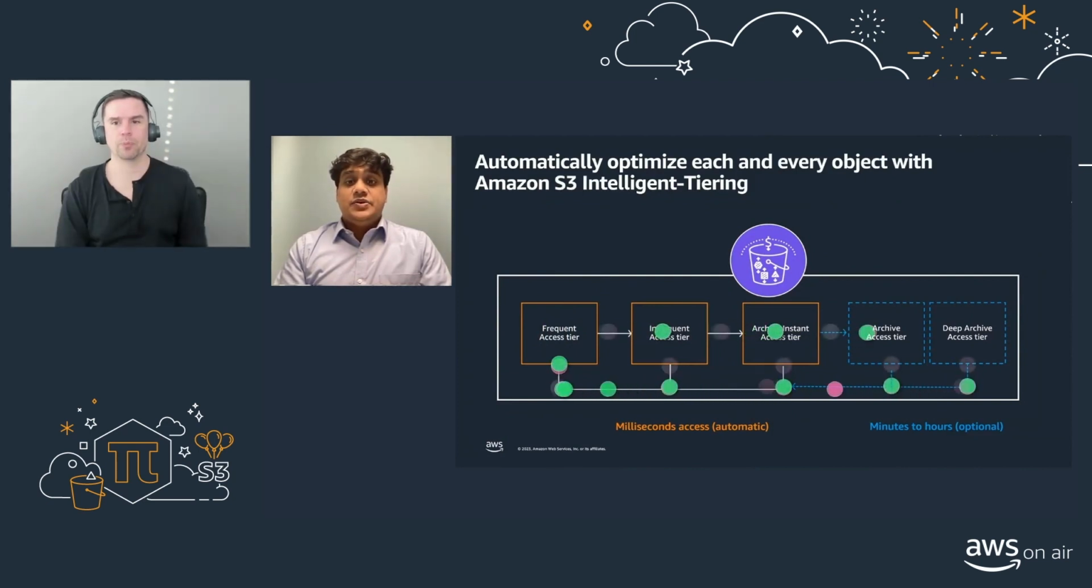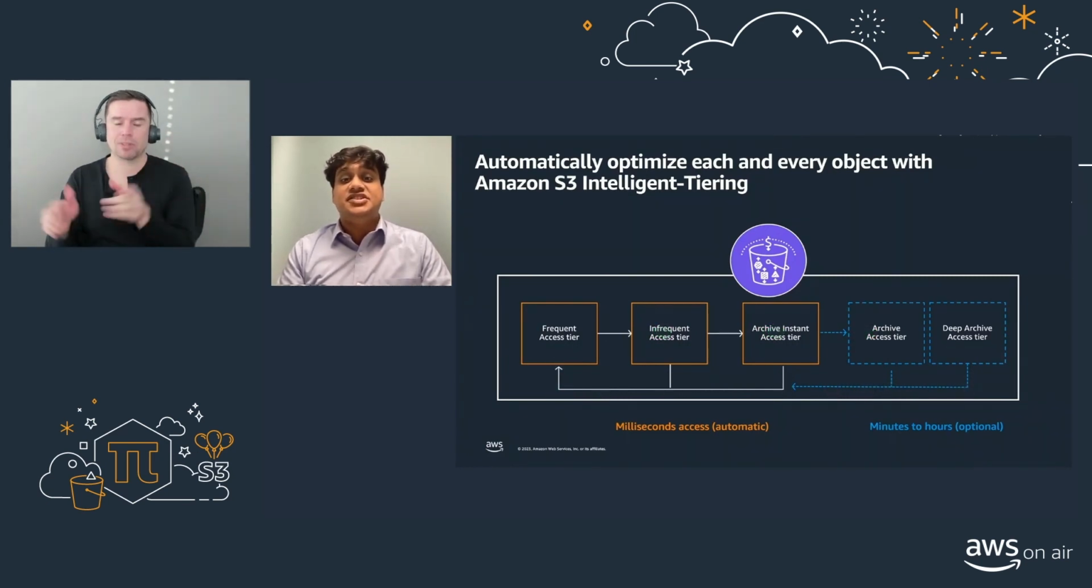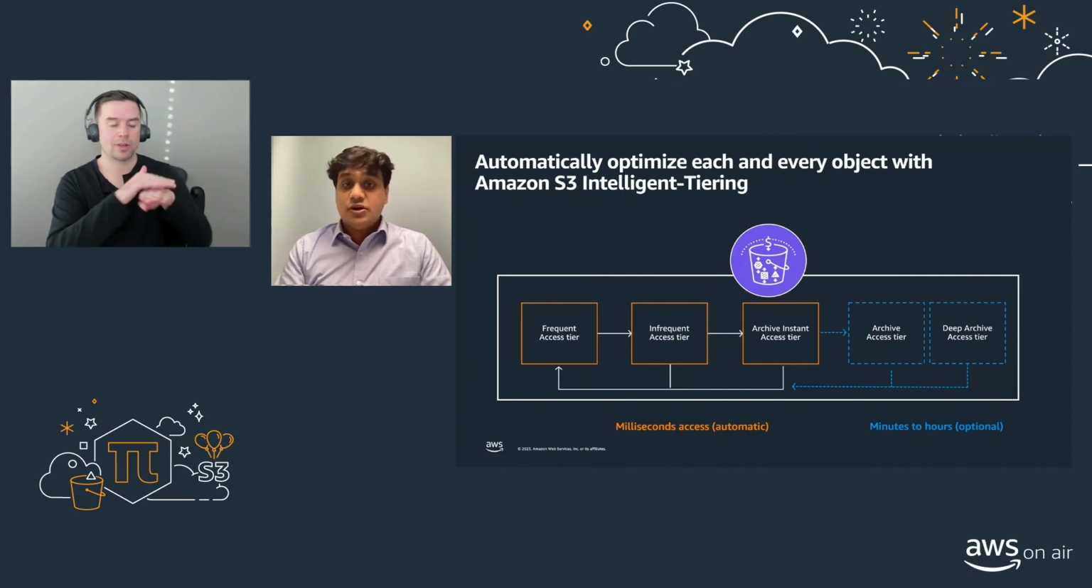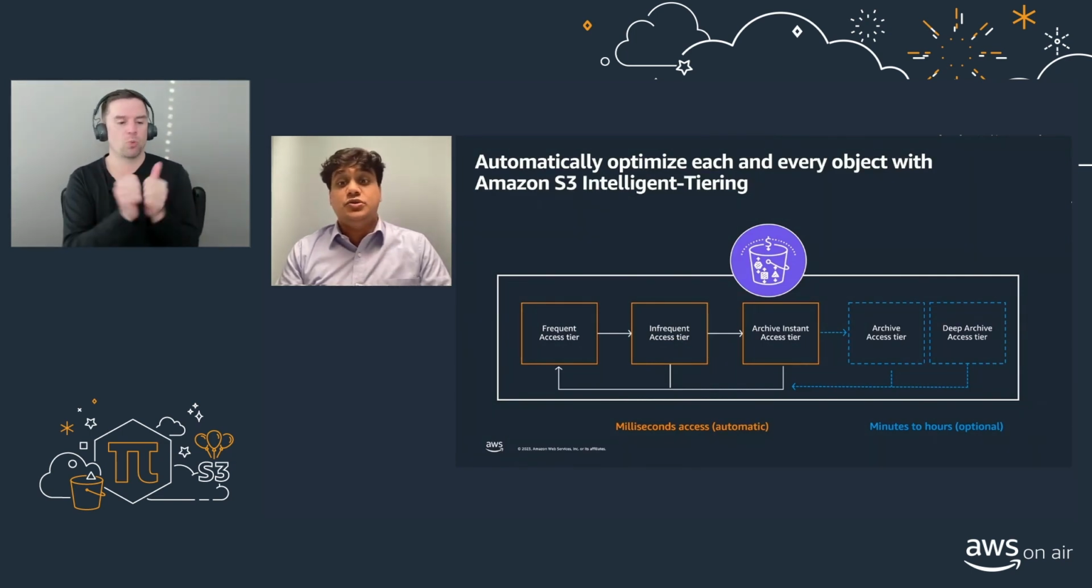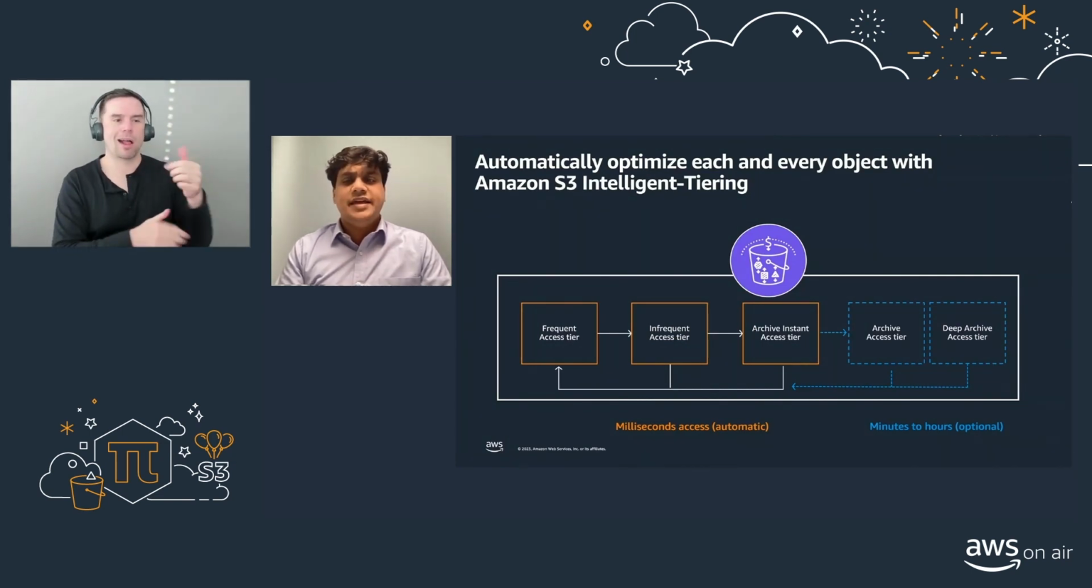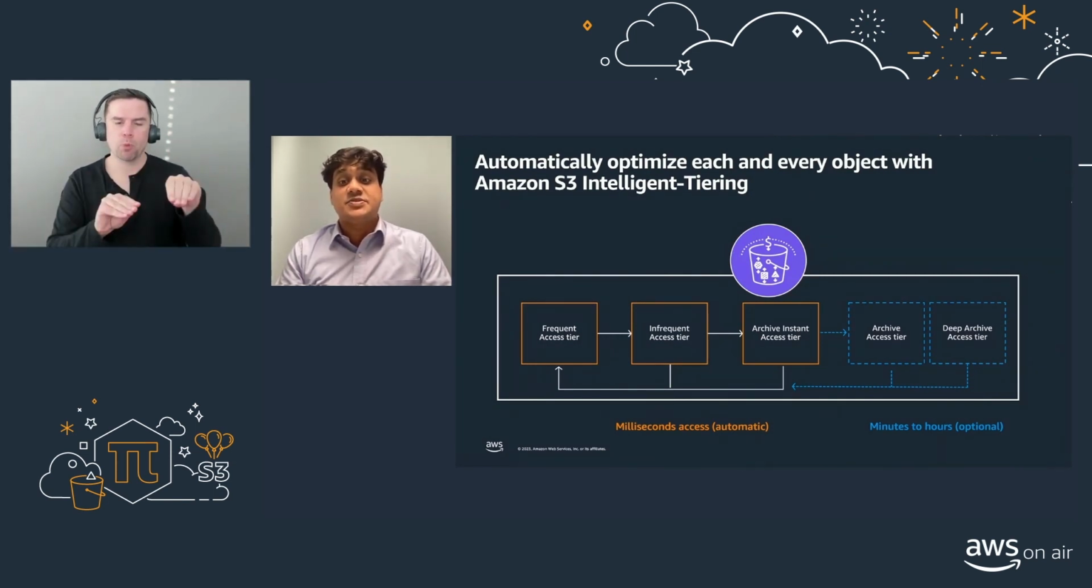A common scenario is having unknown or dynamic access patterns. In these cases, we recommend using the S3 Intelligent-Tiering storage class. S3 Intelligent-Tiering delivers automatic storage cost savings when data access patterns change without performance impact or any operational overhead. For a small monthly object monitoring and automation charge, S3 Intelligent-Tiering monitors access patterns and automatically moves objects that have not been accessed to lower cost access tiers.